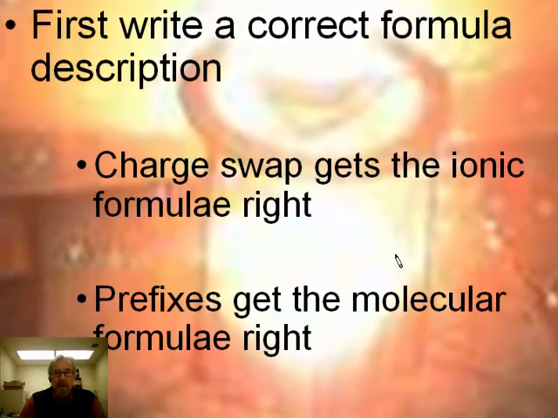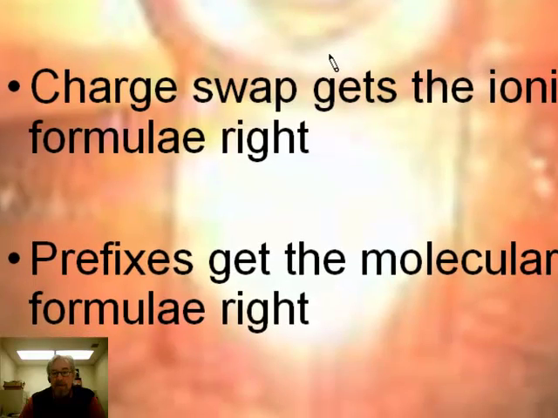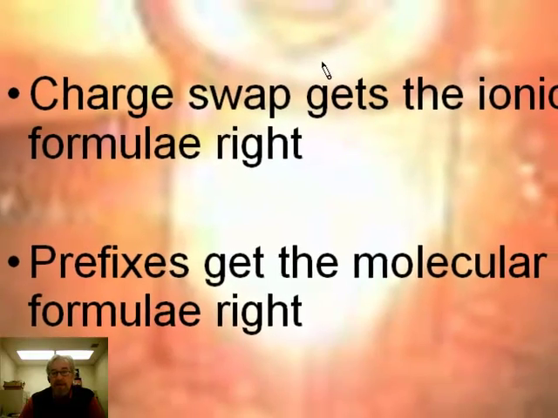How do you write a chemical equation? Well, the first thing you have to do is you have to start out with a correct formula description. So what that means is, to get ionic formulae right, you have to use charge swap correctly. You have to know what the charges are on your ions and then swap the charges, turn them into subscripts to get the correct formulae. And if you have a molecular compound in your equation, you have to use the prefixes that are in the name to get the molecular formulae correct.